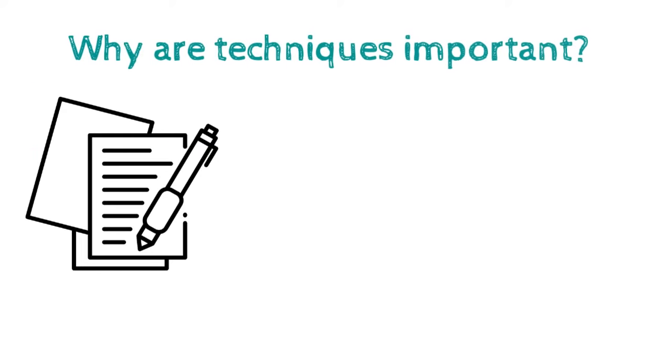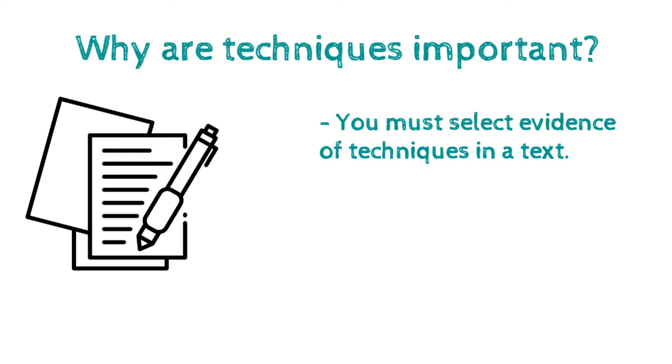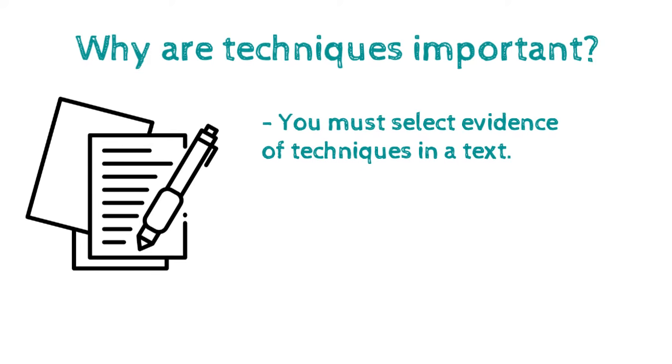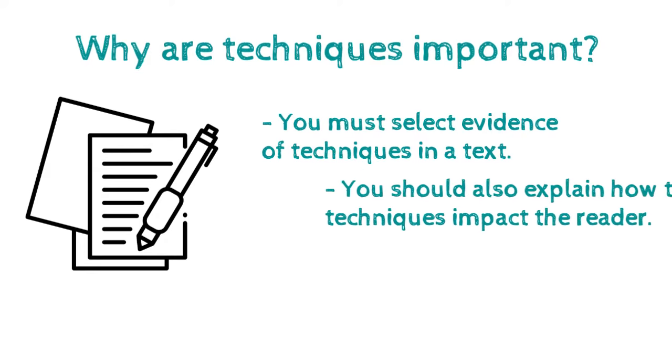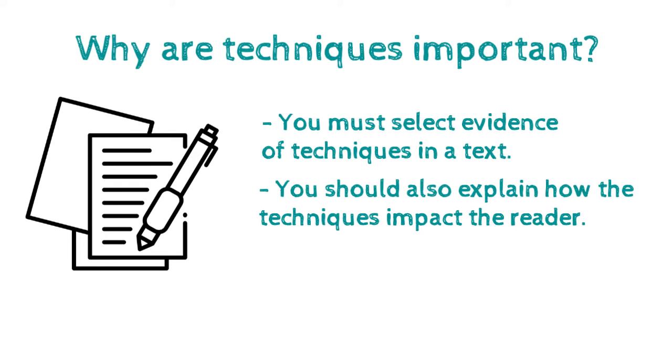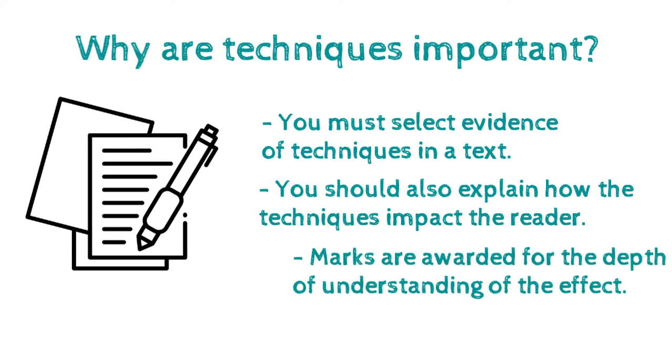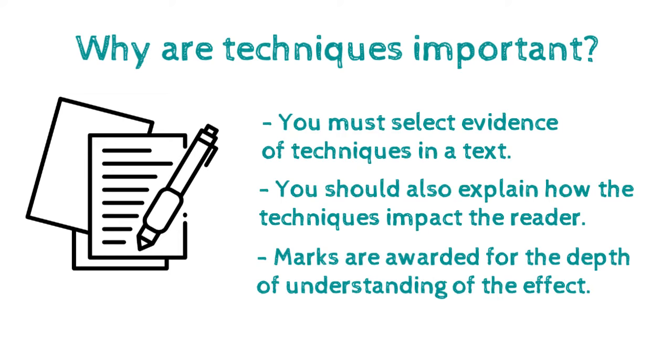For GCSE and other qualifications, students are expected to analyse texts by selecting evidence and explaining how these techniques are being used to impact the reader. So don't forget, naming a technique is just the first step. Explaining the effect is the real skill.